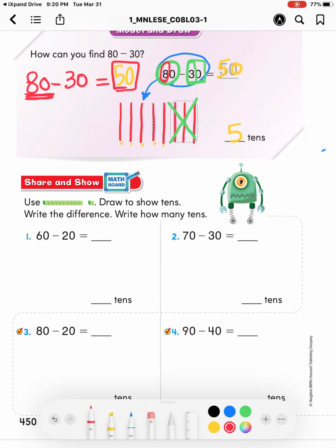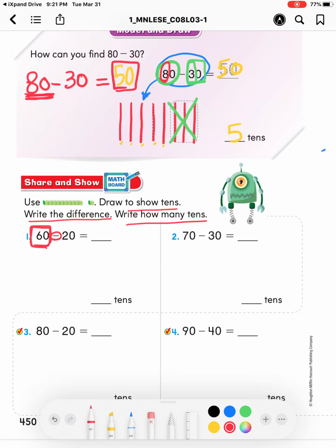Draw to show tens, write the difference, write how many tens. So, first of all, we are going to draw to show the tens, write the difference, and write how many tens. Now, we will start with, since I have here this sign, the minus, it's subtraction. So I will start drawing the whole. So let's do it together.